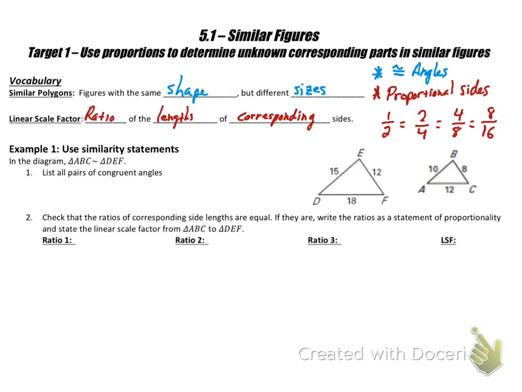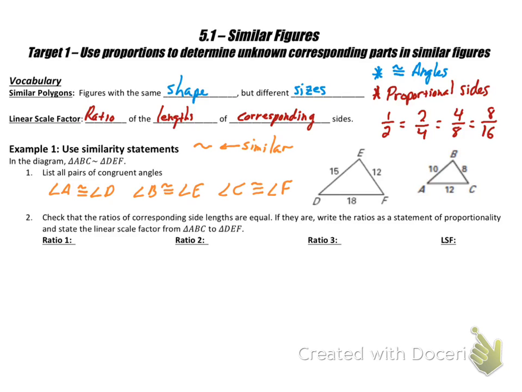Now, we've had congruency statements, and there is a bunch of stuff that matched up in congruency statements. The same idea is here with the similarity statement. So you'll see down in example 1, it says, in the diagram, triangle ABC is similar to triangle DEF. So this figure right here, that symbol means similar. Okay, and so all those corresponding parts still match up in your similarity statement. So the congruent angles, angle A needs to be congruent to angle D, angle B needs to be congruent to angle E, and angle C needs to be congruent to angle F.